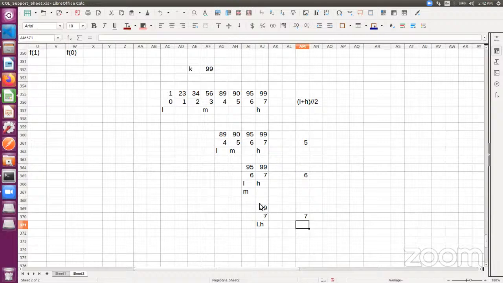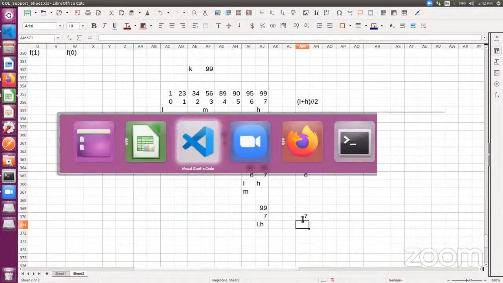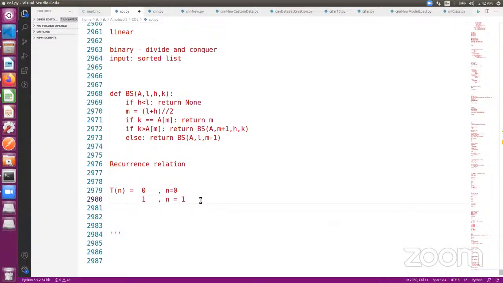See, there is only one element, so the mid element is equal to K. So what I would do, I will calculate the mid value, and then I will return 7. Understood? So for calculating the mid value, I'll take one time unit. And then for returning, there are no operations at all. Directly return some value, so just plus 0. This is when the element is present.